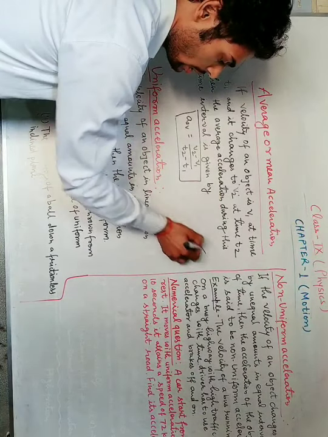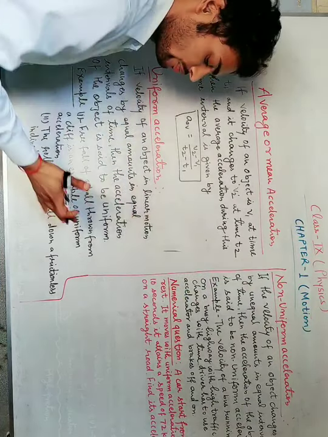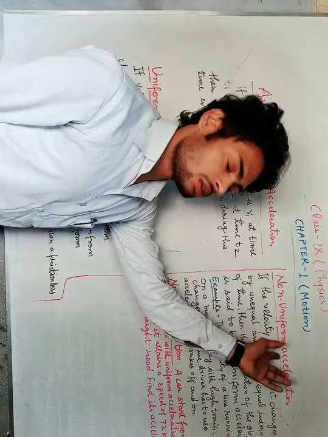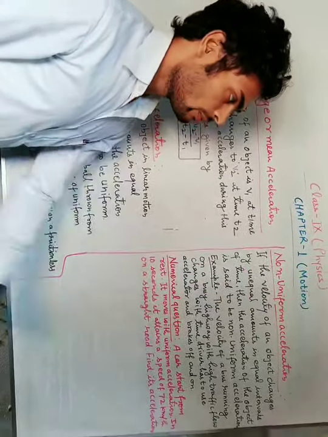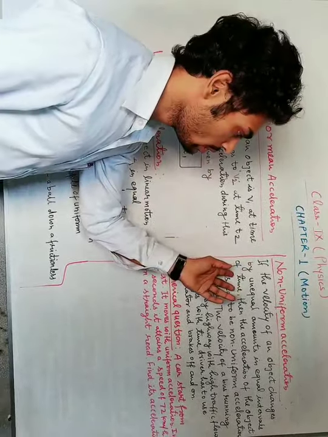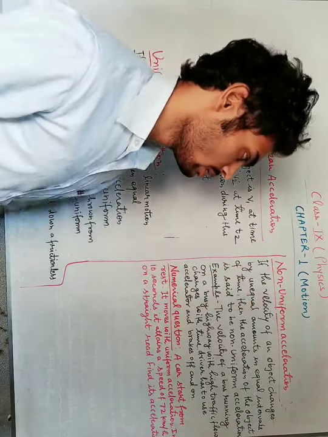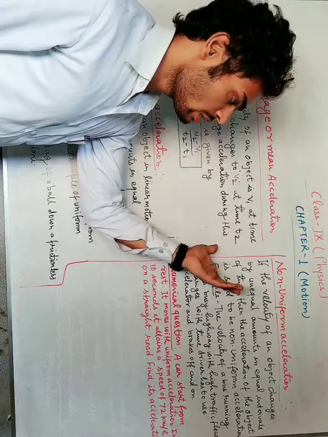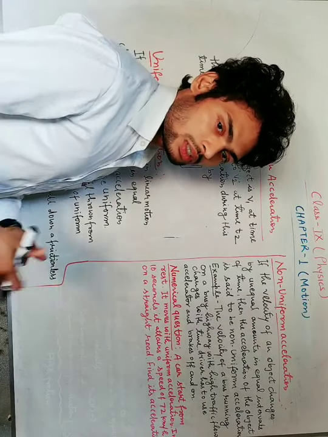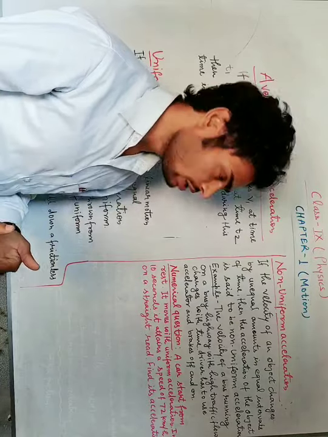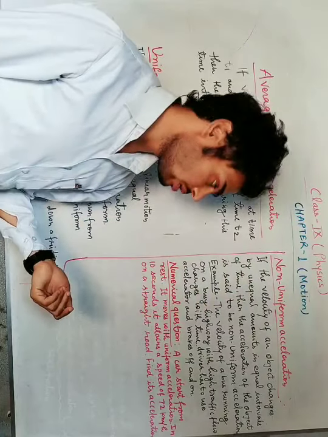Or any object moving on an inclined plane also has uniform acceleration. Next, non-uniform acceleration. If the velocity of an object changes by unequal amounts in equal intervals of time, then the acceleration of the object is said to be non-uniform acceleration. For example, consider the velocity of a bus running on a busy highway. If the bus travels unequal distances in equal intervals of time, then this bus has non-uniform acceleration.